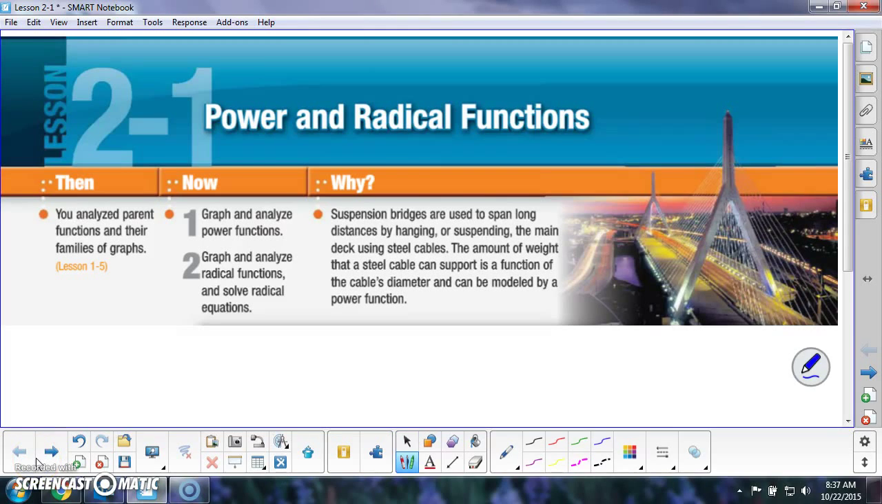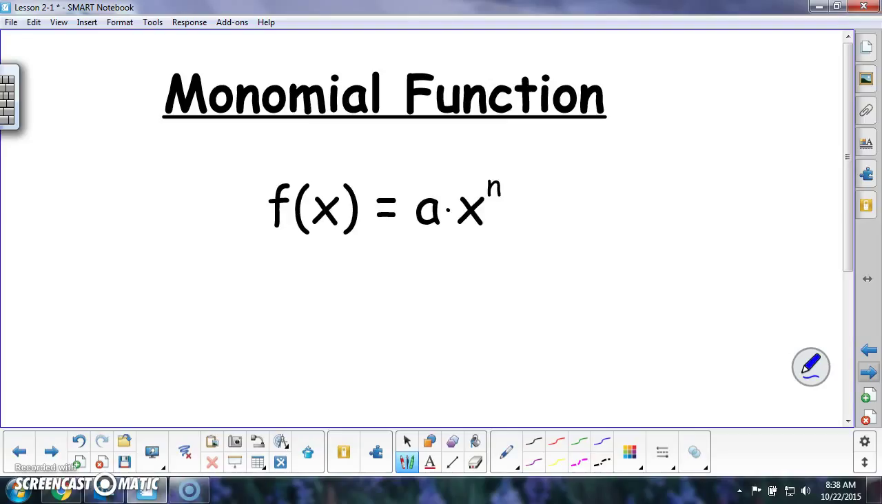Lesson 1 of Chapter 2 is on power functions. So the second part of the lesson is going to be on radical functions, but we're going to focus on this part of power functions. So the first thing I want to talk about is a monomial function.